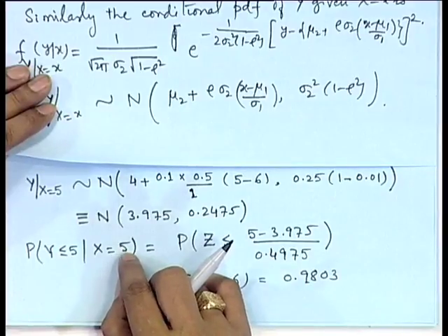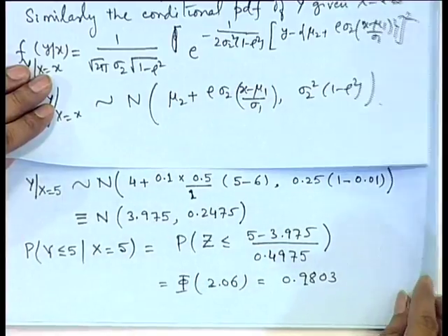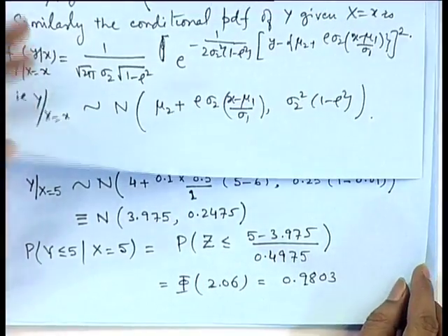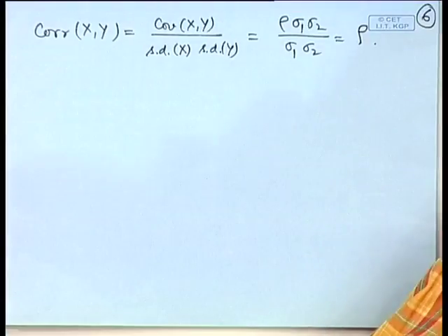So, since the variables are correlated, it is affecting the probability of y also. Let us take up another example of a similar nature.